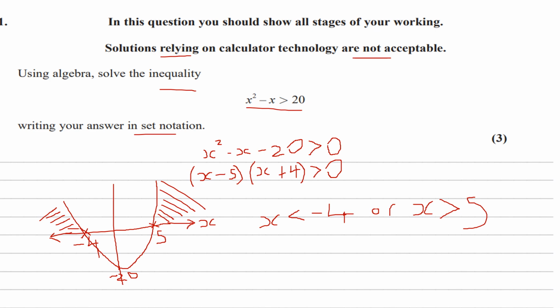So that's the solution to question number 1. This is my answer in its algebraic case set notation: x is strictly less than minus 4, or x is bigger than 5. Looking at it on the graph, hopefully it makes sense, guys. So that's our final answer for question number 1.